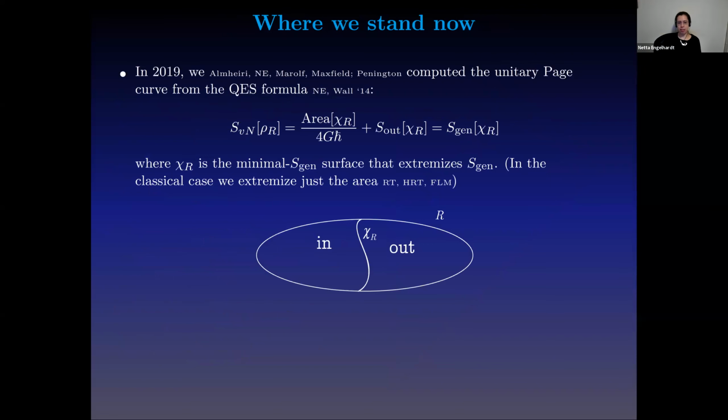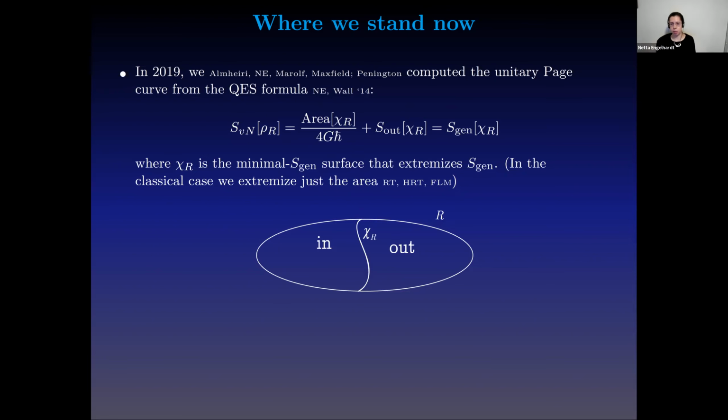Okay, so let's briefly, in one slide, recap where we stand now. In 2019, we computed the unitary Page curve from the quantum extremal surface formula, which I'll just quickly remind you is the formula that takes the area of a quantum extremal surface over 4 plus the entropy outside of it. So if this is a region R, whose entropy we want to compute in the boundary theory, then the quantum extremal surface formula instructs us to find the surface chi R that extremizes the sum of these two, the generalized entropy, and compute its generalized entropy: its area over 4 plus the entropy of quantum fields in between the surface and R.